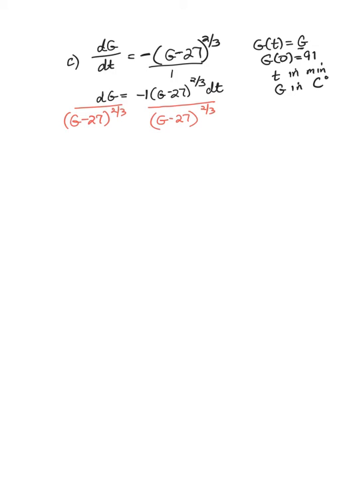Okay, and now we're ready to integrate each side, but let's just rewrite this. So when we separate the variables, we get G minus 27 to the 2, dg over G minus 27 to the 2/3 equals -1 dt. Now we're ready to integrate each side. Okay, in fact, I want to put this in green because we added it.